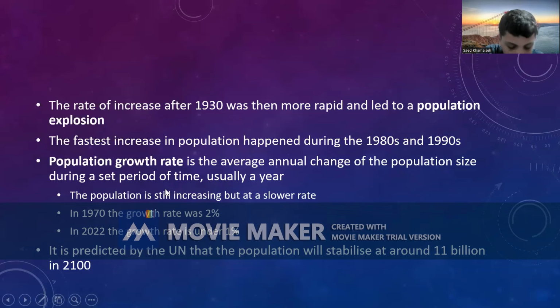Here, as I said, that is a graph, and here is a description we need to understand. The population growth rate is the average annual change of the population size during a set period of time, usually a year. This is important.